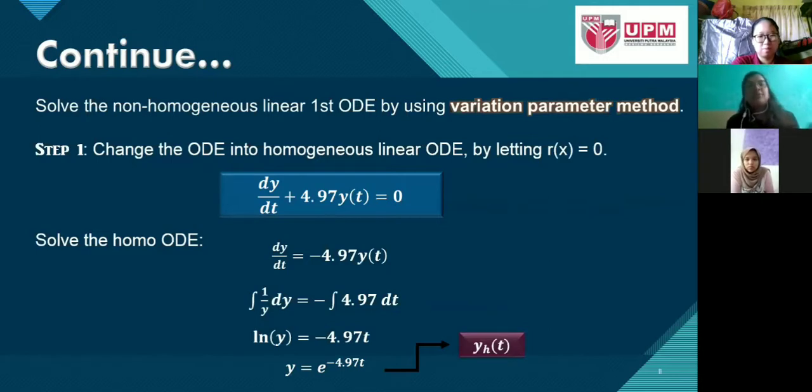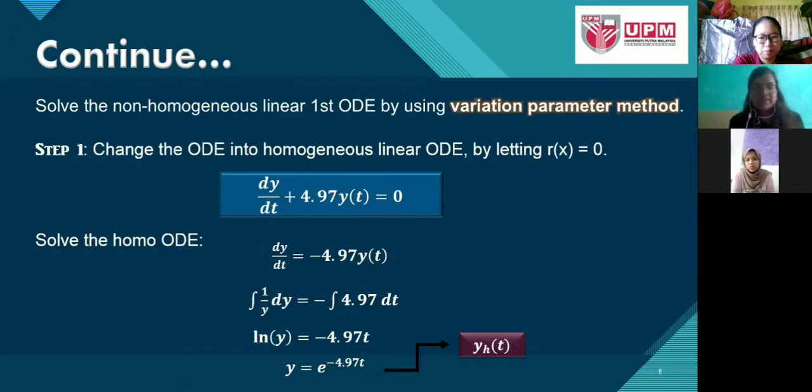Okay, so as a step to solve the non-homogeneous linear first order ODE, we are using the variation of parameter method, as it's the most suitable method to solve our particular question. For the first step of this method, we change the ODE into a homogeneous linear ODE by letting Rx equal 0. So as you can see in the slide, it's dy per dt plus 4.97 YT equals 0. And when we solve the ODE, we get the answer ln y equals negative 4.97 t.